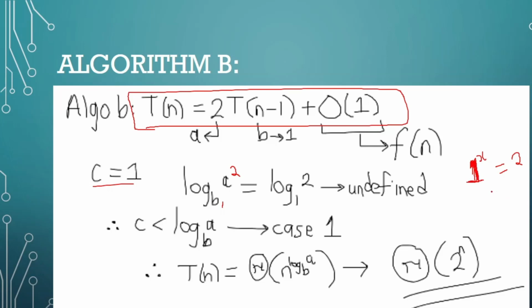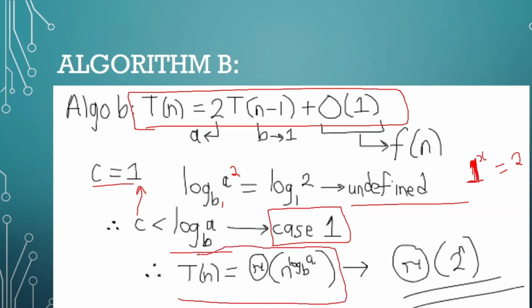So 1 multiplied by itself, how many times will give us 2? We really don't have an answer. That's why we end up with undefined here. And whatever undefined is, it's still bigger than c, which in this case is 1. Therefore c is less than the undefined, and we default to case 1 of the master theorem. And again we follow this time complexity of big theta of n to the power of log to base b of a, and we end up with an exponential time complexity.